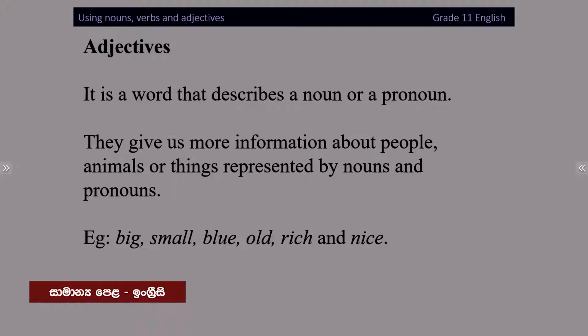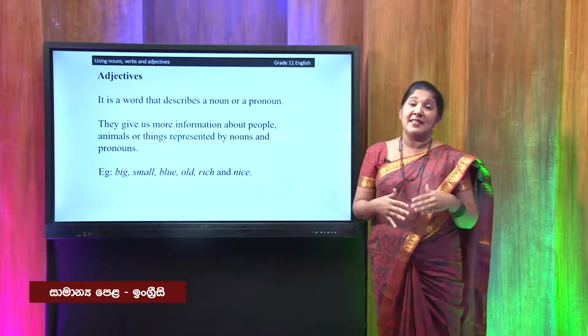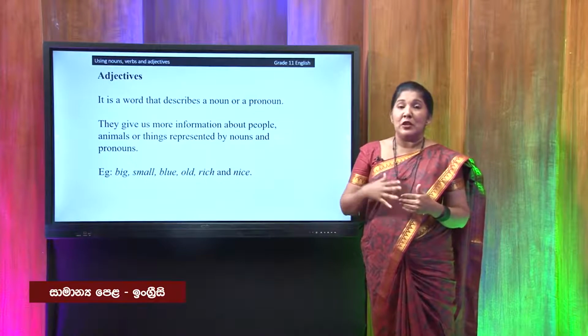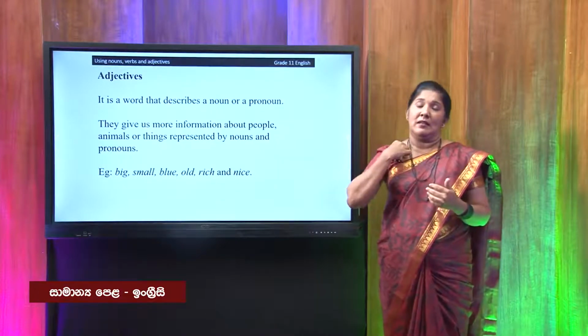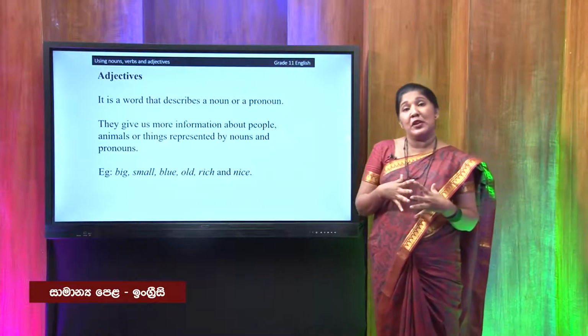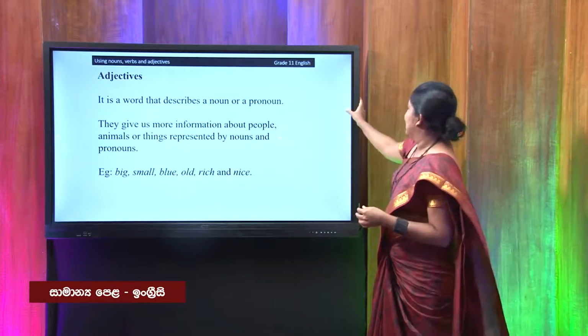For example, there are a few words that I have given: big, small, blue, old, rich and nice. These are some. There are so many that you might know which you can use as adjectives. So now we are going to see, using all these 3 word classes that we have learned, how we are going to put them into sentences. Okay.